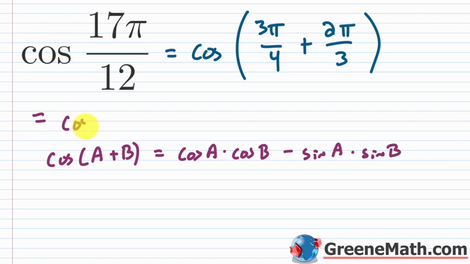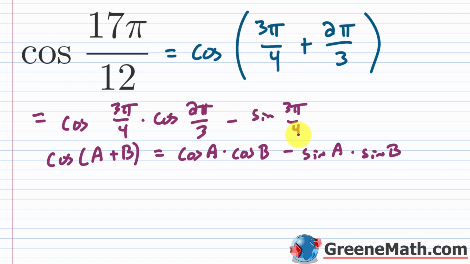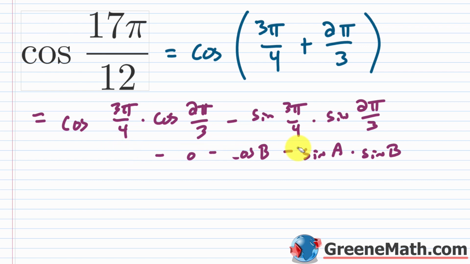So it's just the cosine of the first guy, so 3 pi over 4, times the cosine of the second guy, so 2 pi over 3. And then because this is a plus, we want a minus. Then the sine of the first guy, so 3 pi over 4, and then times the sine of the second guy, which is 2 pi over 3. Okay, let me get rid of this.